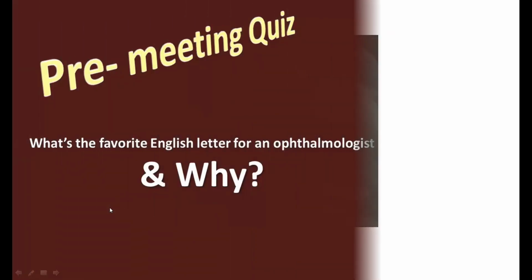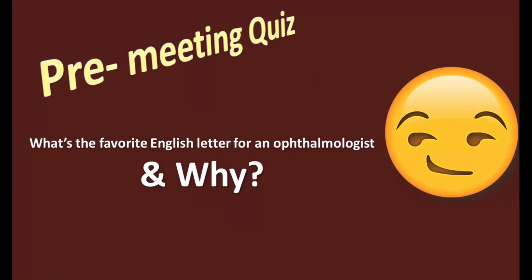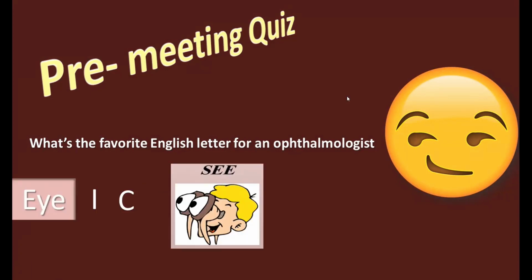And the last quiz here, actually, I posted like a month ago on WhatsApp. Let's have some fun here. What's the favorite English letter for an ophthalmologist and why? And I got the answer C, because C, this is how we see things, but also I is a nice letter. So I is a pronoun for ourselves and also a homophone with our eyes.